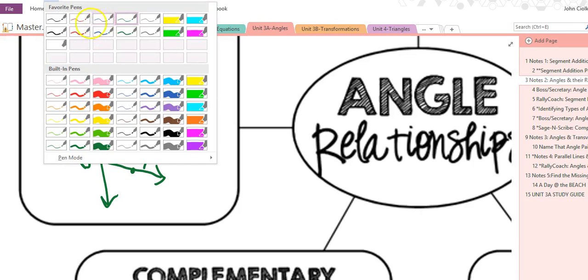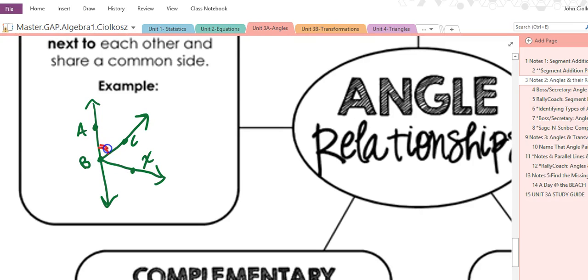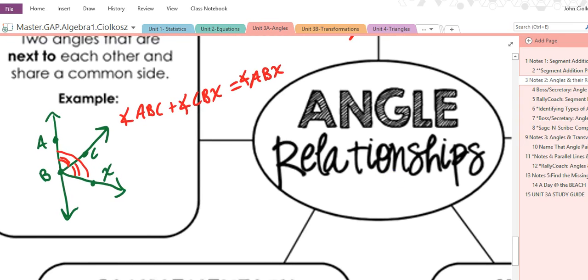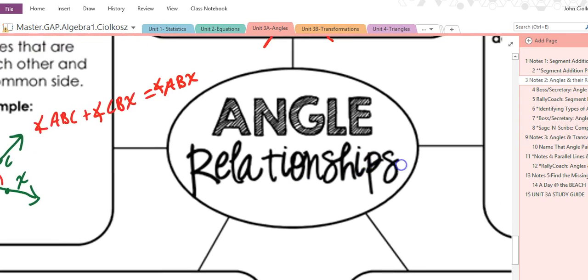So adjacent angles here would be this angle and this angle, meaning they're next to each other. So here, if I looked at this first one, angle ABC, and added it to the angle CBX, it'd be equal to the big angle that they form together. So that'd be angle ABX. That one's similar to our segment addition we learned earlier.